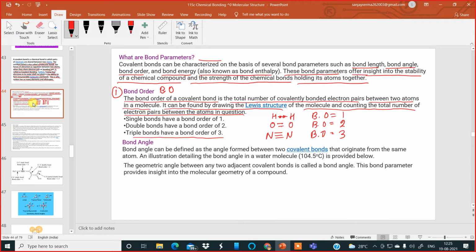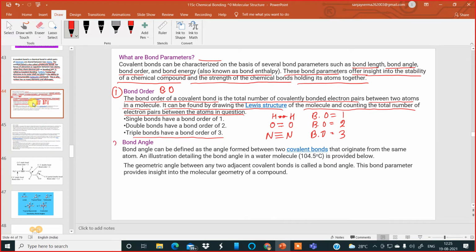Okay, so the number of bonds. The number of covalently bonded electron pairs present between two atoms in a molecule is called the bond order. So for a single bond, bond order is 1, for a double bond it is 2, and for a triple bond it is 3.